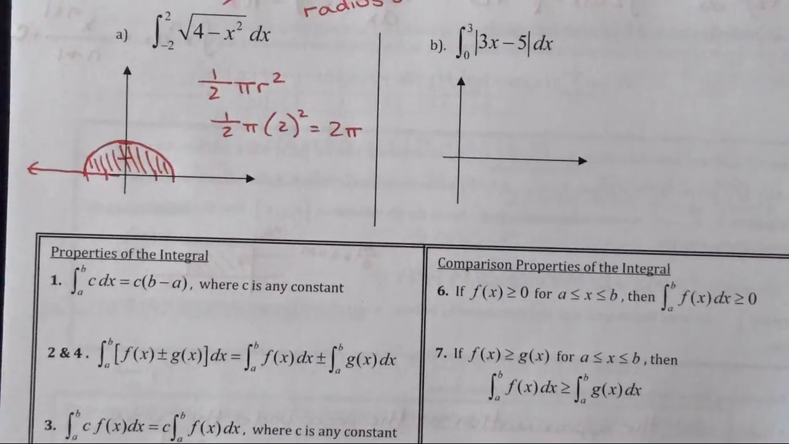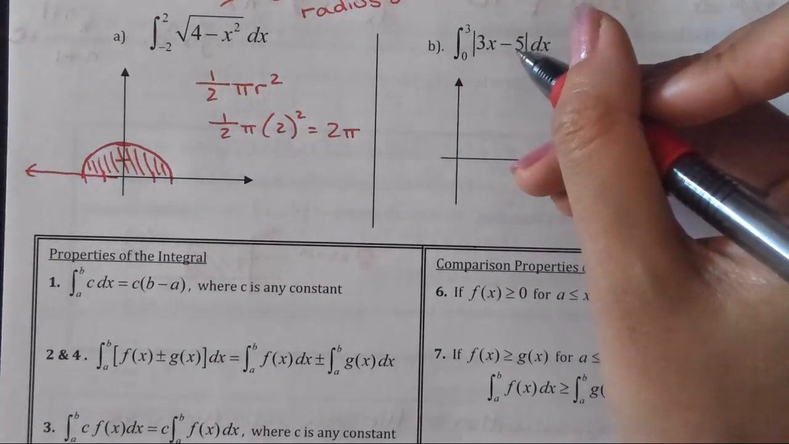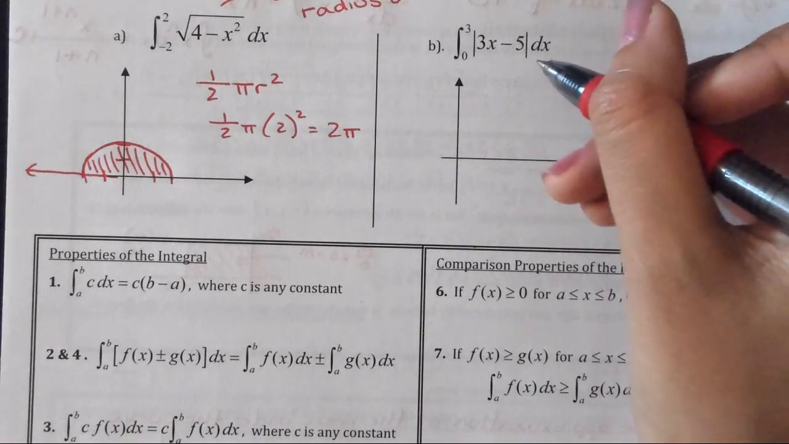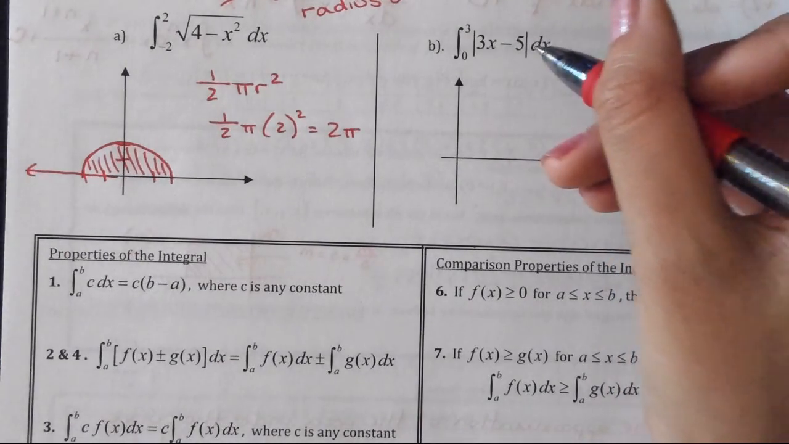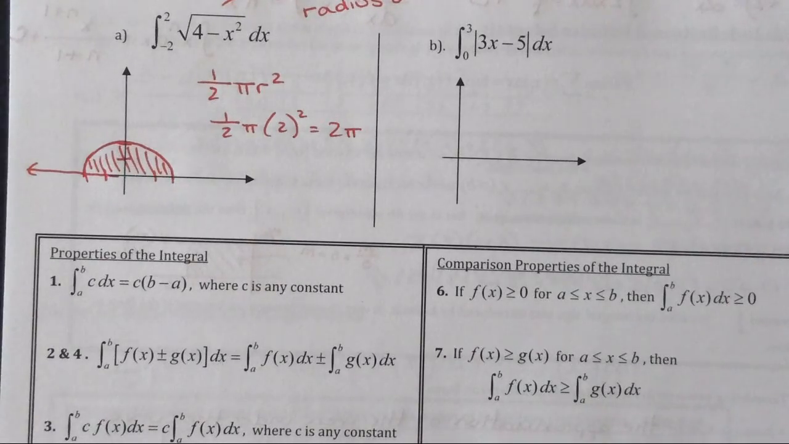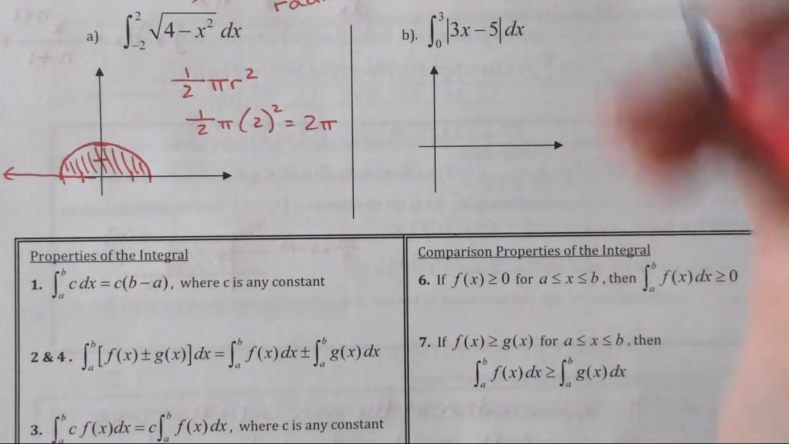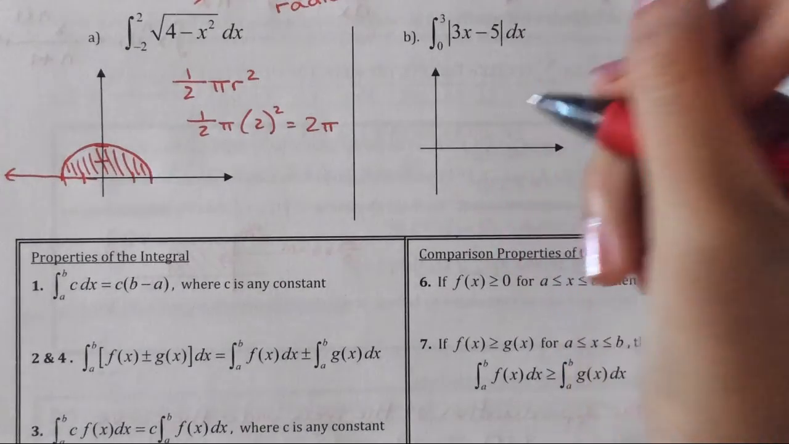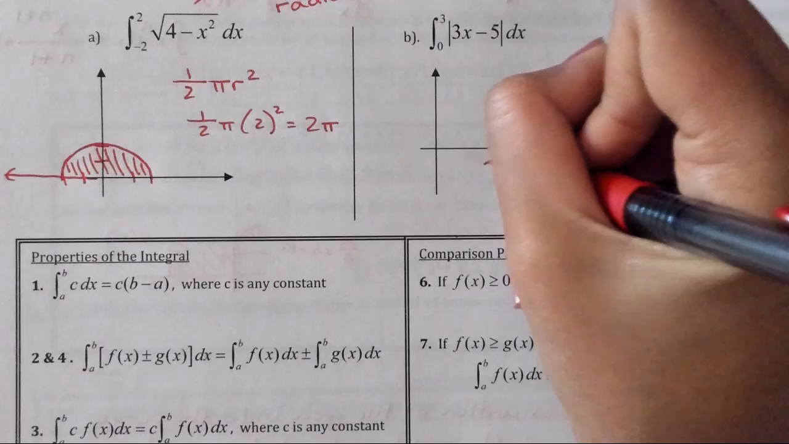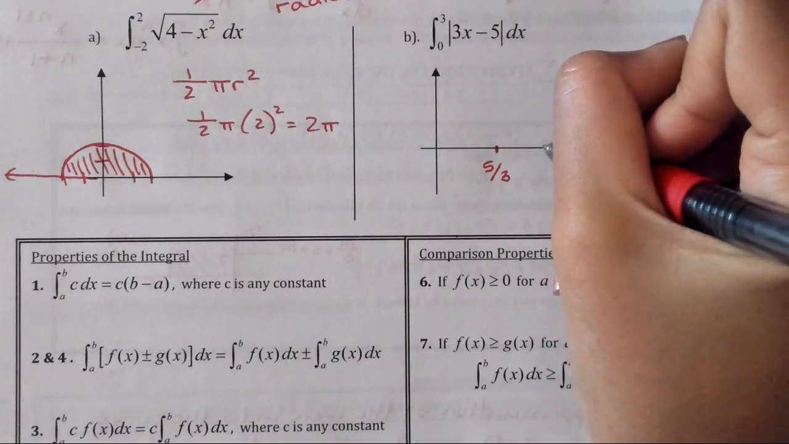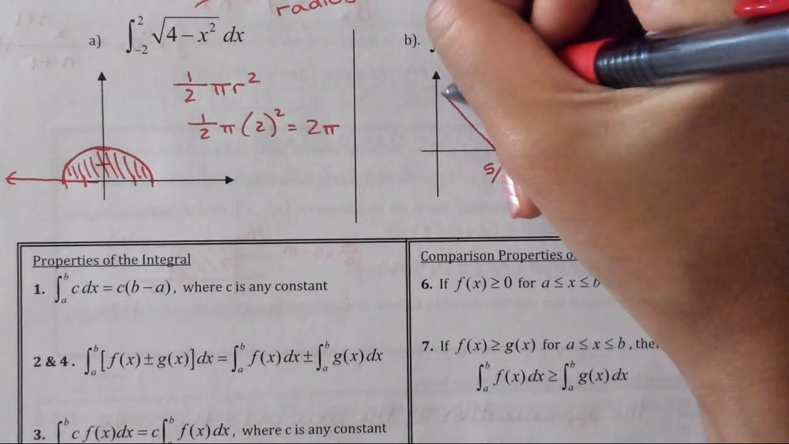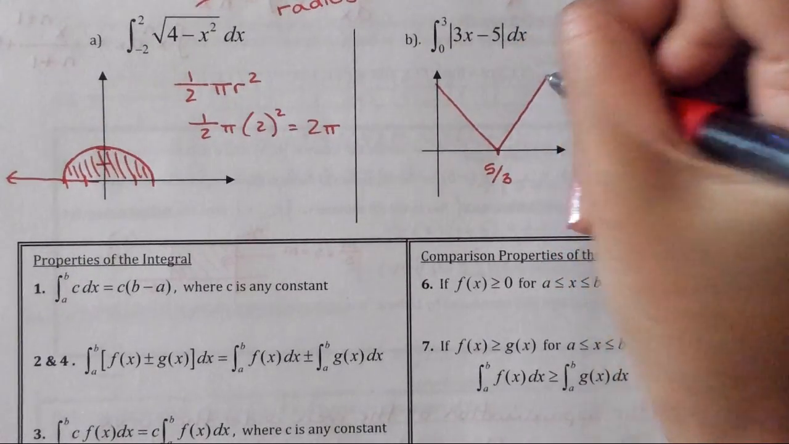All right, 3x minus 5 absolute value. Well, now remember when we were doing derivatives, we couldn't take the derivative of that. Well, for integrals, we can't take the integral of absolute value either. So all we'll have to do is we'll just have to know what shape that curve makes. Well, 3x minus 5 hits the x-axis at 5/3. And then we want to go from 0 to 3, so our shape looks like a V.